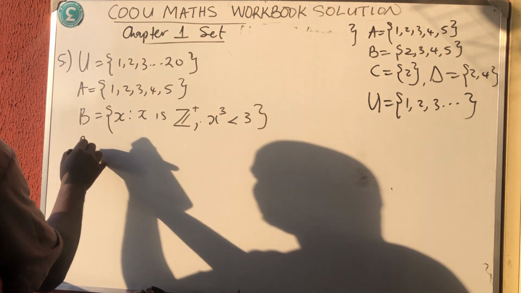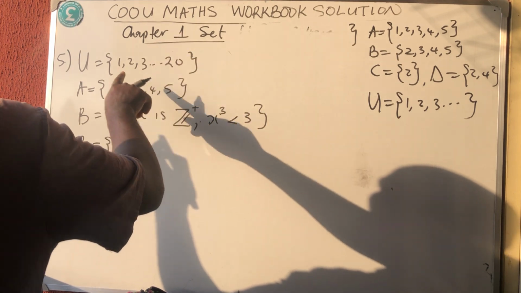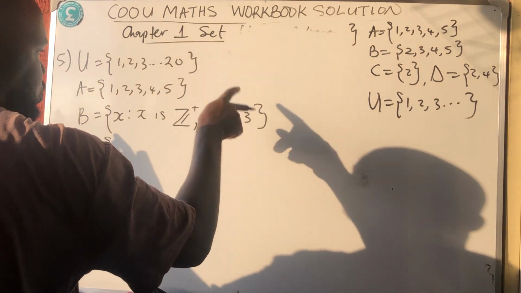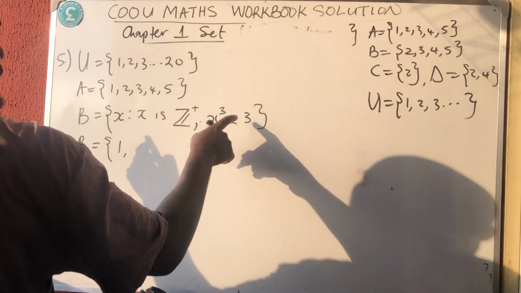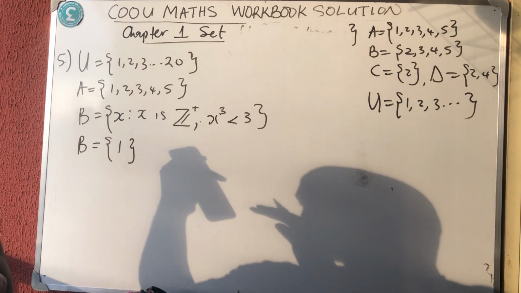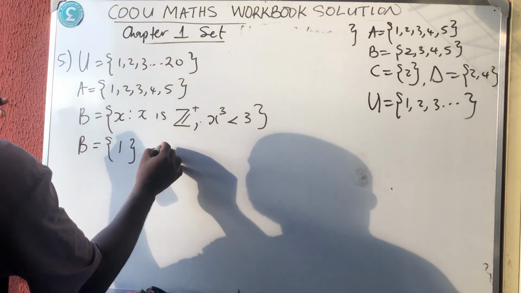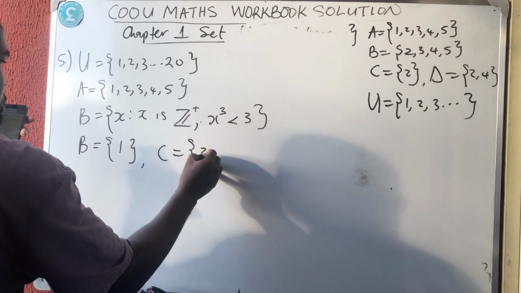So how do you get this? The positive integers from here are 1, 2, 3. 1 raised to power 3 is 1 and it is less than this, so I'm having 1. 2 raised to power 3 is 8 and it is not less than this. So the only element of B is just 1. Then they say C is equal to the set of 2 and 3.